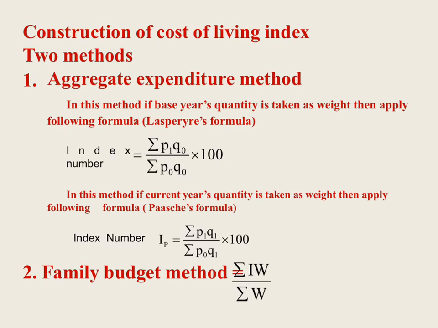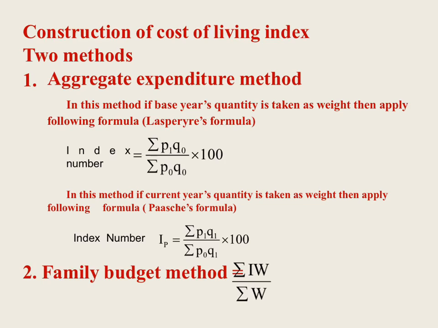If quantity of base year is taken as weight, then we apply Laspeyres' formula, and that is what? Sigma P1 Q0 upon Sigma P0 Q0 into 100. Again I repeat friend, if base year quantity is taken as weight, then use Laspeyres' formula.